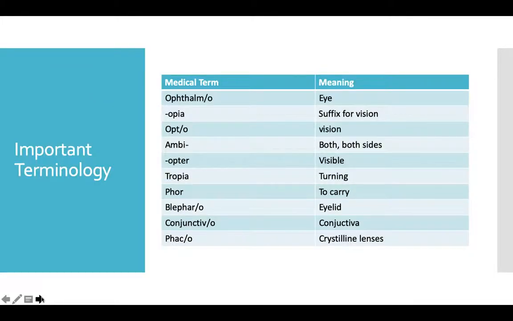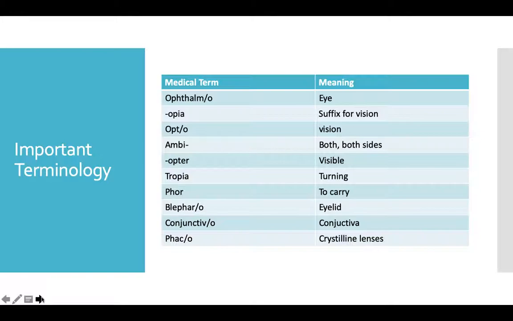So now that we know what the eye is made of and how it works, I would like to talk about some important medical terminology. There are many prefixes, root words, and suffixes that make up the medical language, but I would like to focus on a few of the ones that deal specifically with the eye and vision.